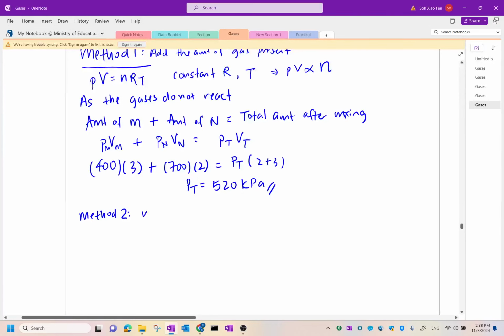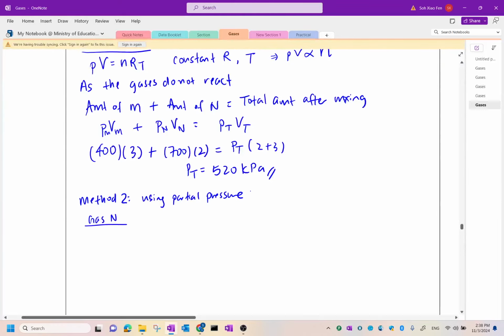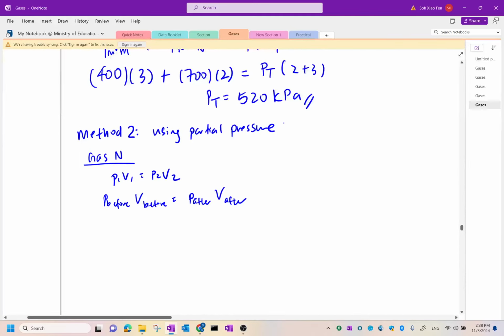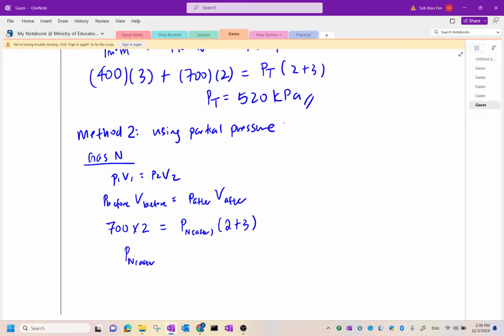Another way of calculating is using the partial pressure method. So I can calculate in terms of gas N first. So remember Boyle's law, all right? So we say P1V1 equals to P2V2, am I right? So I can also say this is P before mixing times V before is equals to P after times V after. So this is what Boyle's law says. So I can just look at gas N first. I know that it was 700 times 2 equals to what is the PN after the mixing. So the volume after mixing is still equals to 2 plus 3, which is 5, the total volume. So therefore, the pressure of gas N after mixing will be equals to 280 kilopascal.